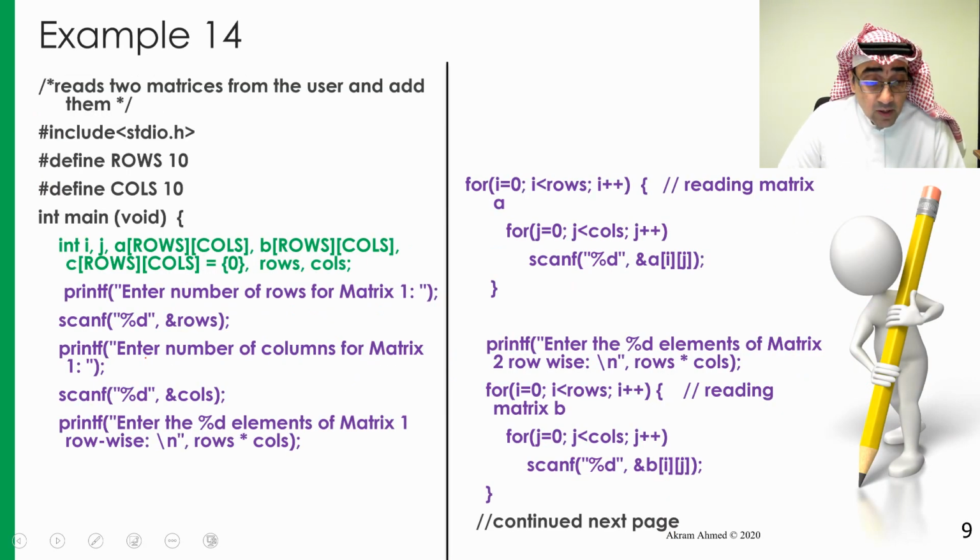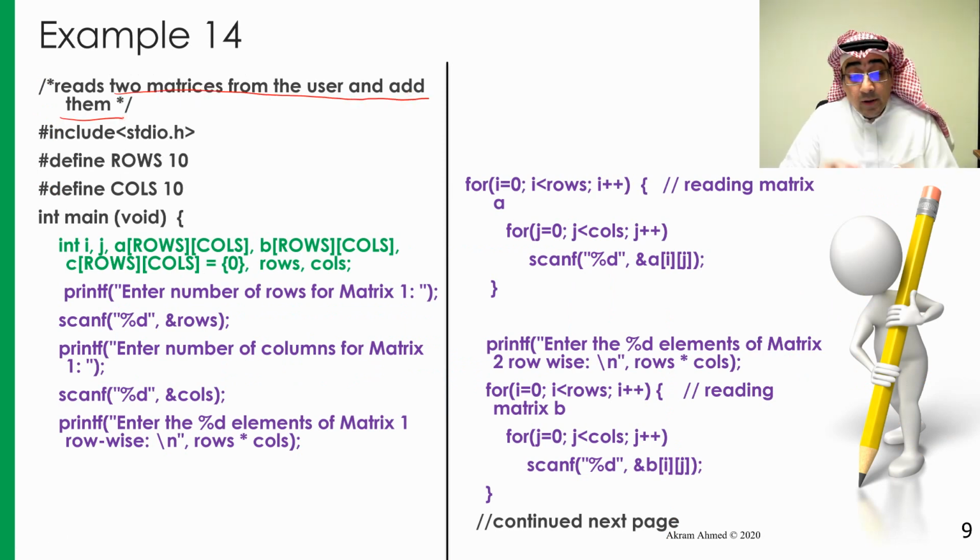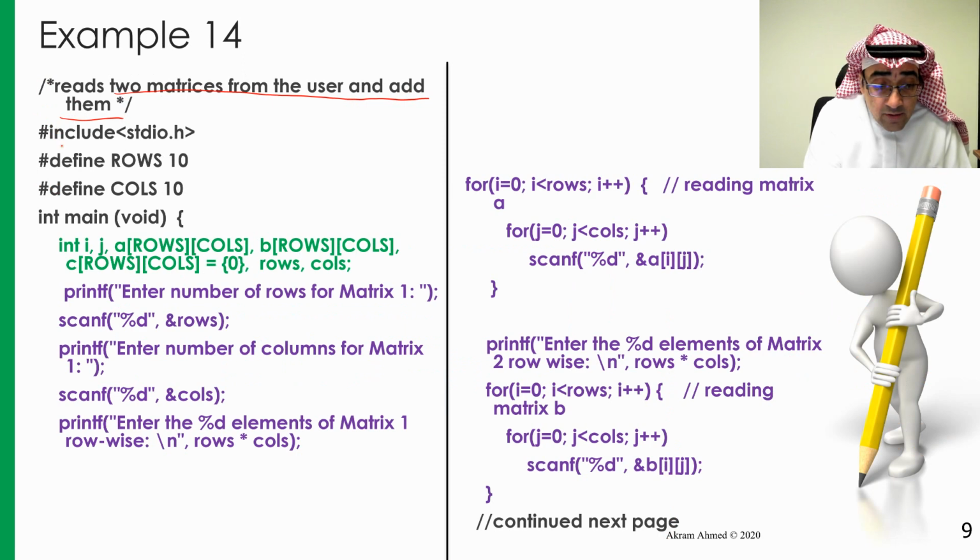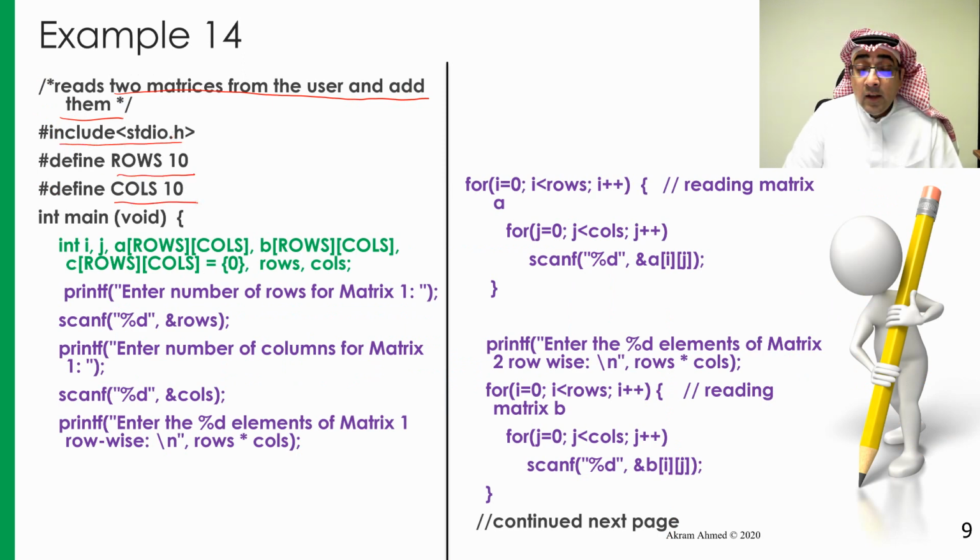Let's take an example. So now we want to read two matrices from the user and add them. So this is what we want to do. We want to read two matrices and add them together. So to do this, we have our hash include and we define our rows to be 10 and columns to be 10. Notice that your array has to be of a fixed size. You cannot have an array that is having a floating size. It has to be fixed, so that the compiler can go and allocate the memory.